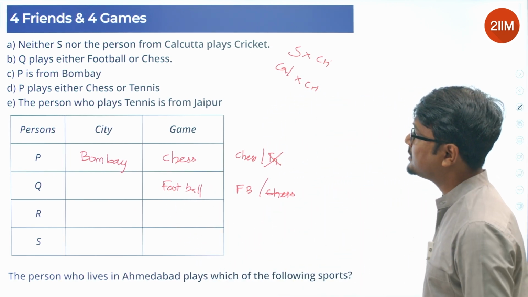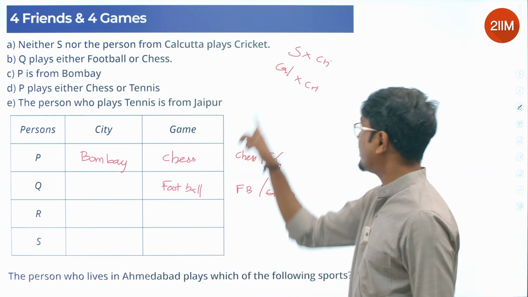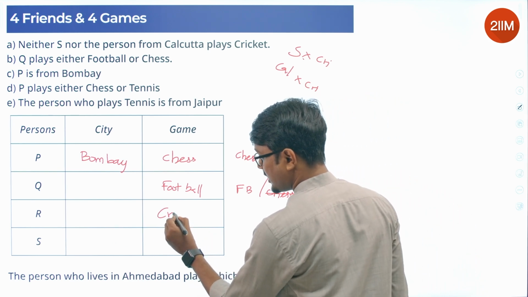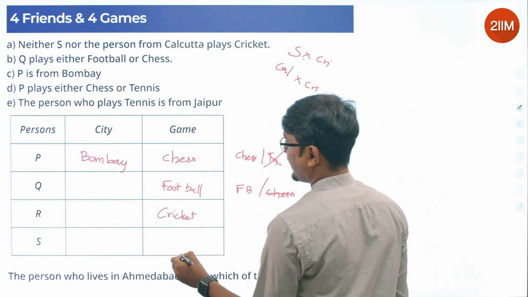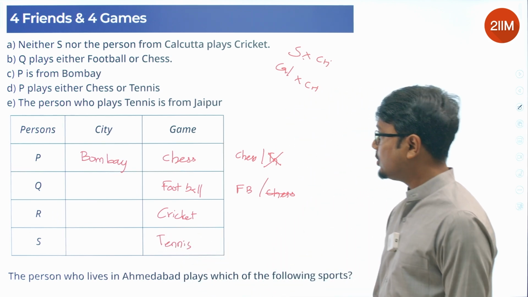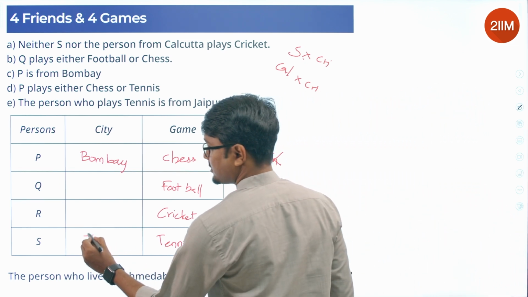Alright, next what happens? S will not play cricket. Based on this condition, S will not play cricket. Then we can say this guy will play cricket. And what is other? Tennis. So we got one more clue. The person who plays tennis is from Jaipur. So S belongs to Jaipur.